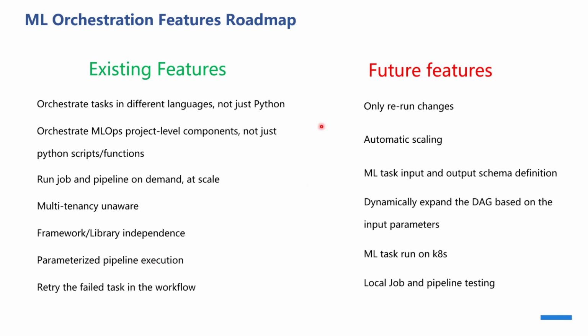We are under development to support rerun changes, automatic scaling, schema definition for task input and output, and also the dynamic spawn of the DAG, and also the ML task that I mentioned. An ML task running on Kubernetes, something like Kubeflow, can implement such requirements. Okay.